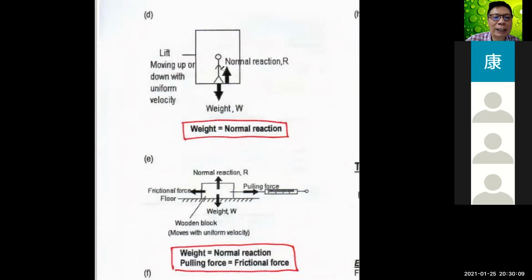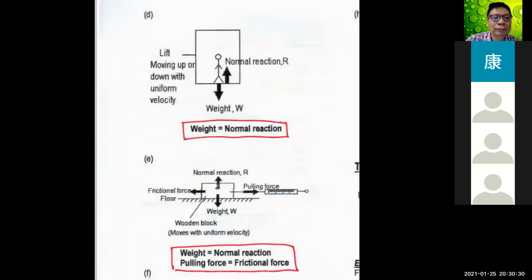When these two forces are the same, a man will stand stationary. Net force is 0, so no acceleration. So he will stand here stationary, even when the lift is moving up or moving down with uniform velocity. You learn the names of the forces.